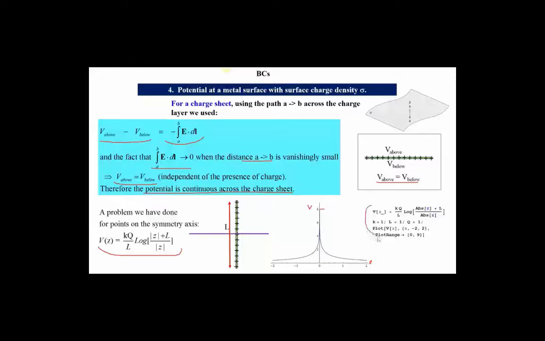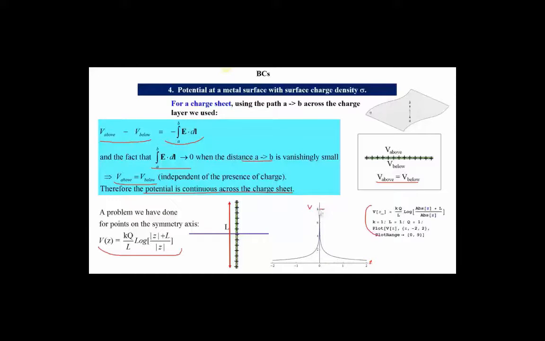This is the Mathematica for the plot. So here's the function, and then we set the constants that we don't know equal to 1, and then plot it. And that's what you see here. Alright, now I want you to look at the potential right at the point where it hits 0. That's where the charge sheet is. Well, notice that they're equal on both sides.